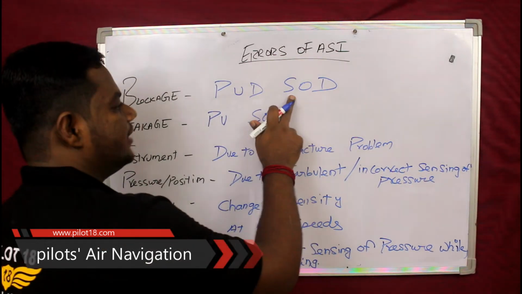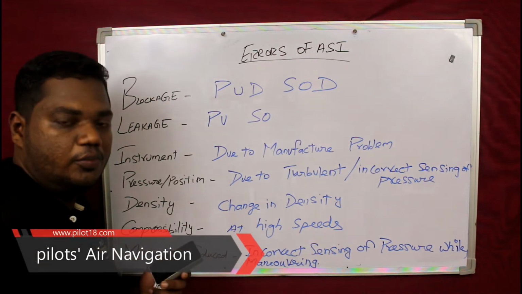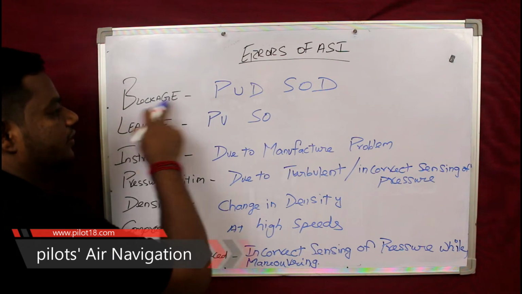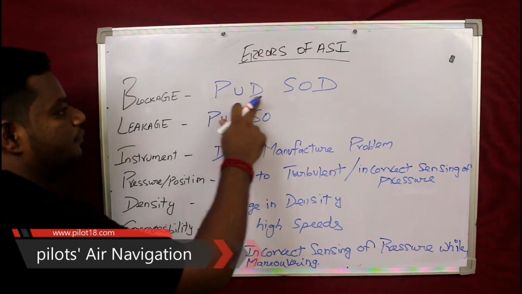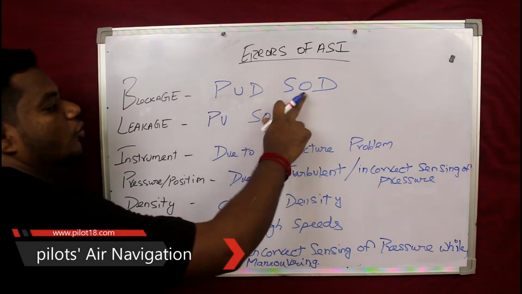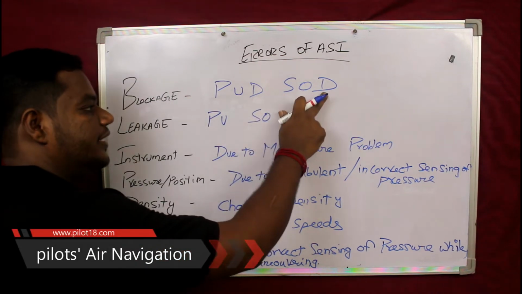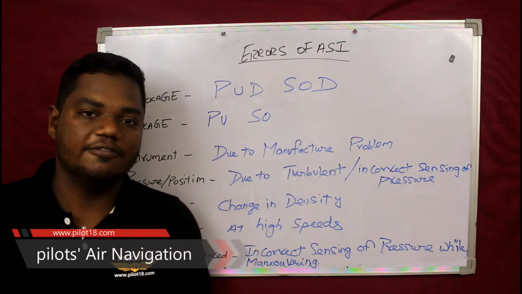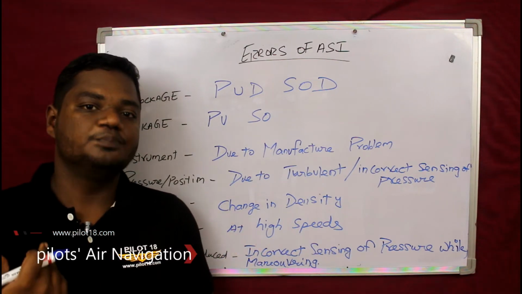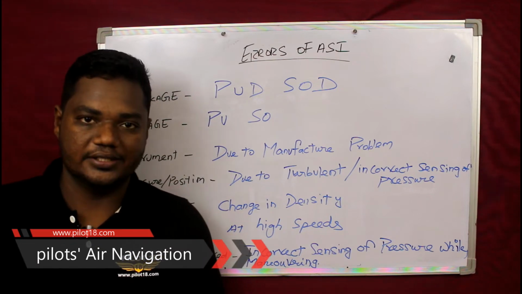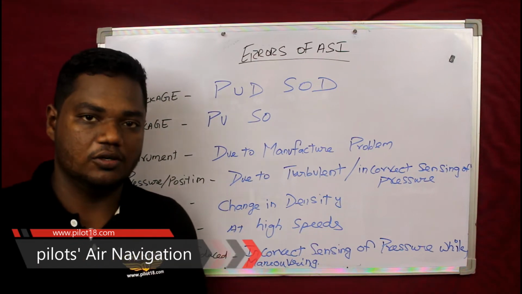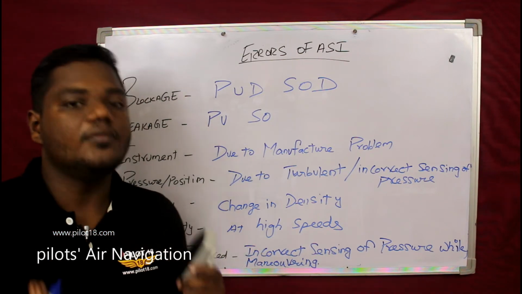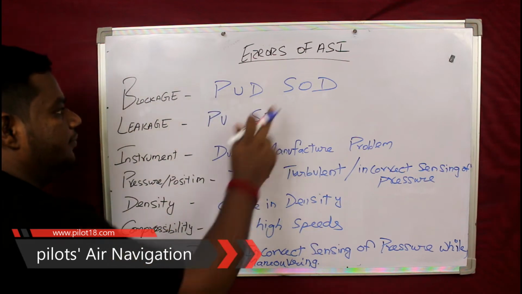The second one, static overread on descent, so the opposite is static underread on climb. Which means if pitot is blocked, it underreads in descent and overreads in climb. If static is blocked, the instrument will overread in descent and underread in climb. Overread means, let's say we are flying 100 knots, but the instrument says 120. Underread means if you are flying 100 knots and the instrument is showing you are flying 80 knots. Okay, so easy to remember.